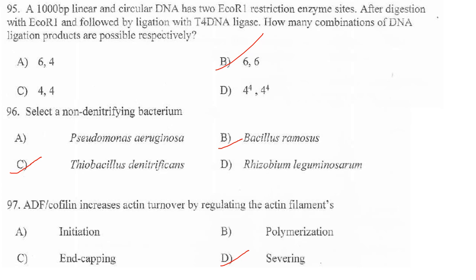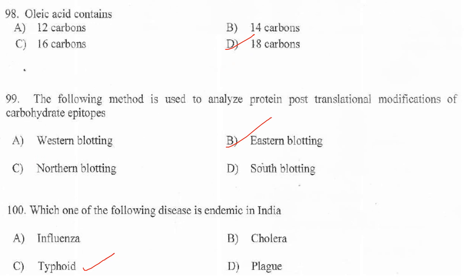Then select a non-denitrifying bacterium. So it is Bacillus ramosus and Thiobacillus denitrificans. They are non-denitrifying bacteria. Then ADF cofilin increases actin turnover by regulating the actin filament severing. Answer is option D. Then oleic acid contains 18 carbons. Answer is option D. The following method is used to analyze protein post-translational modification of carbohydrate epitope.